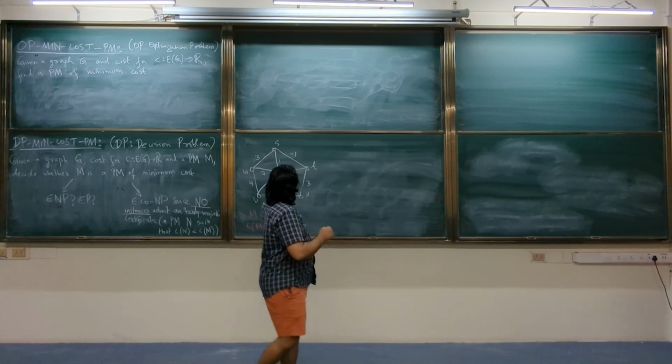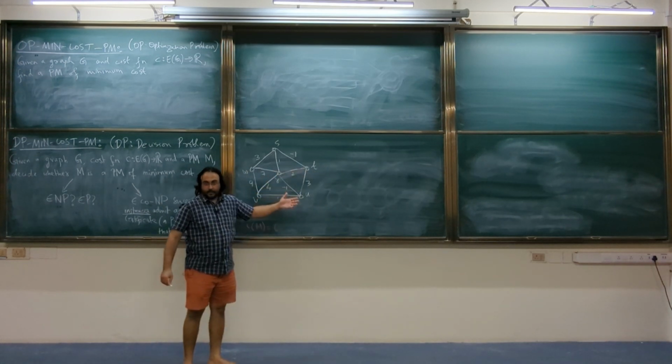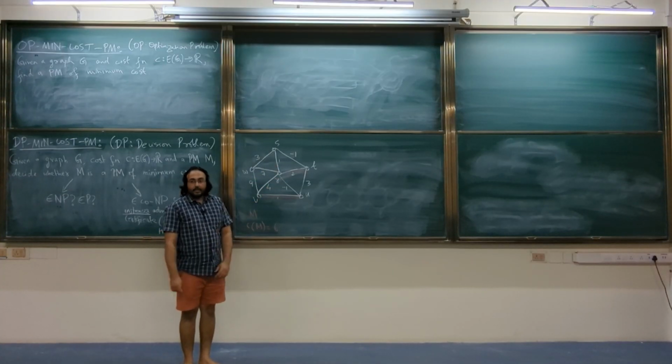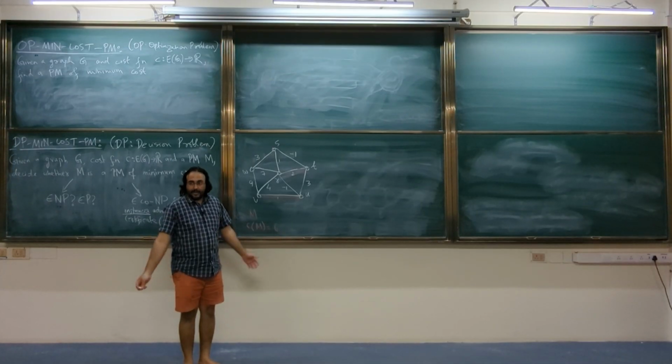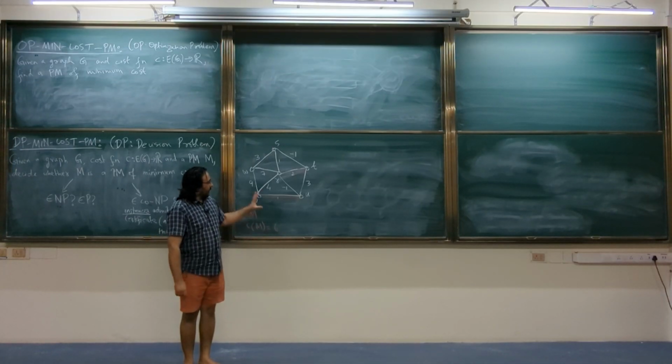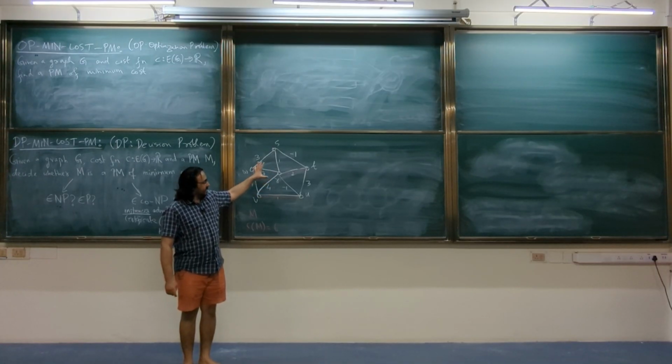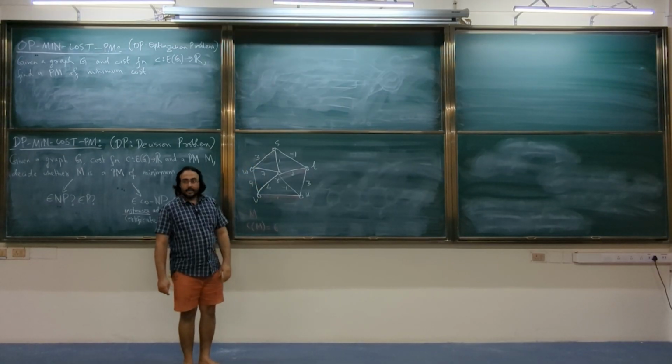And here is an example. Of course, this is a small graph. You can just enumerate all the perfect matchings, but that's silly. In general, you will not be able to enumerate all the perfect matchings because there will be too many. So what we are going to do is see if there is another way to convince ourselves that the pink colored perfect matching is indeed a minimum cost perfect matching in this graph.